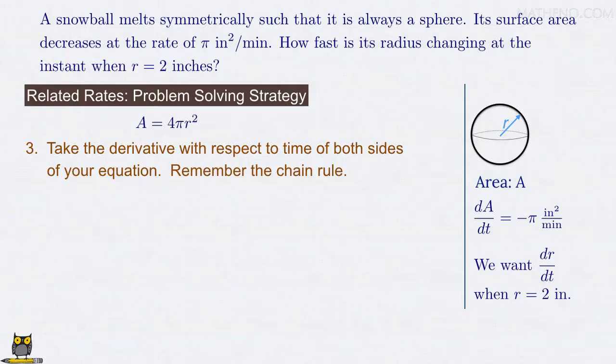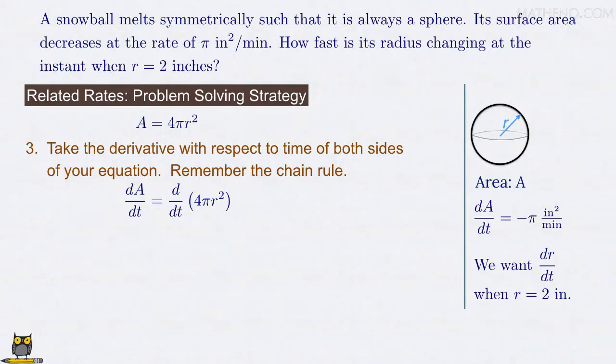The derivative of the left-hand side of the equation gives us d/dt of the sphere's area A. And that equals the derivative of the right side of the equation, d/dt of 4 pi r squared. Now the left-hand side, the derivative with respect to time t of the surface area A, is the rate dA/dt. And we know its value, negative pi inches squared per minute, and we'll make that substitution very soon.